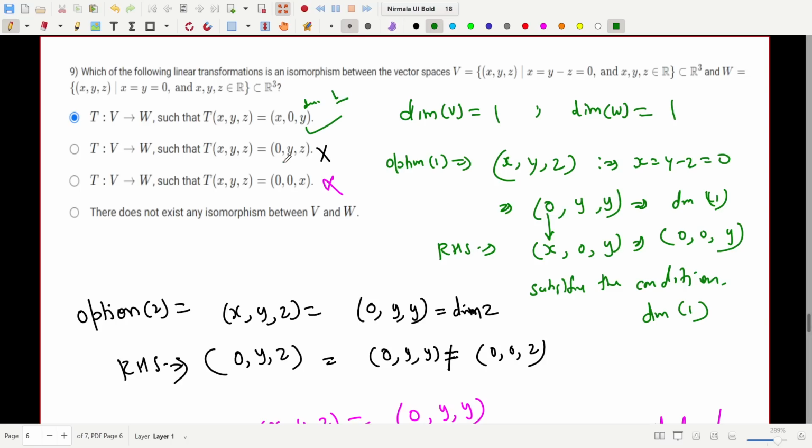Let's check others. Here 0 comma y comma z. Okay, so x and y will be 0 and z will be the one variable. But what is the problem there?